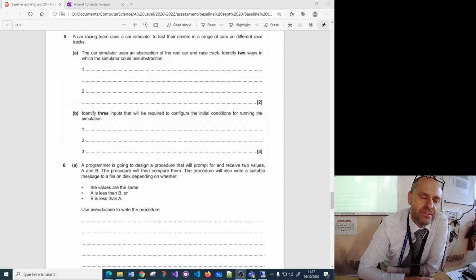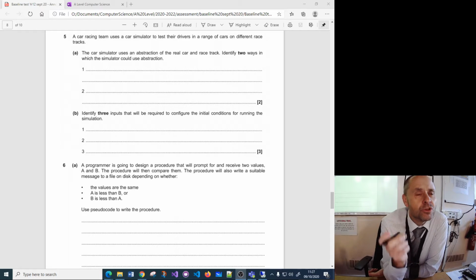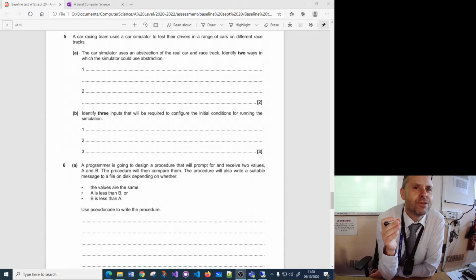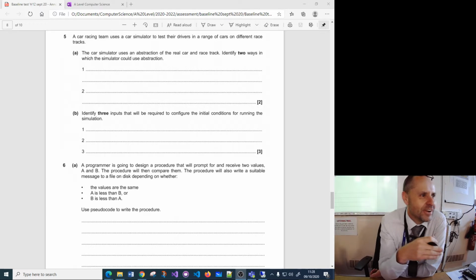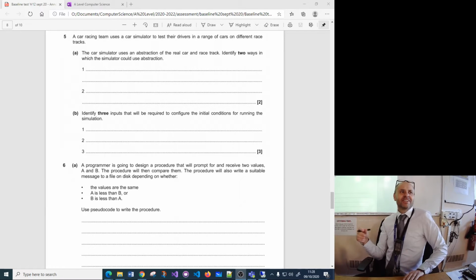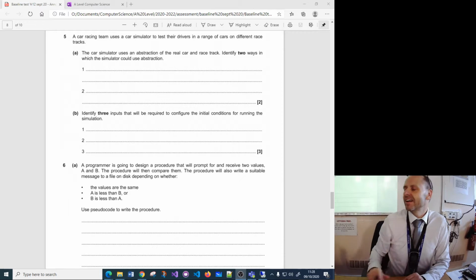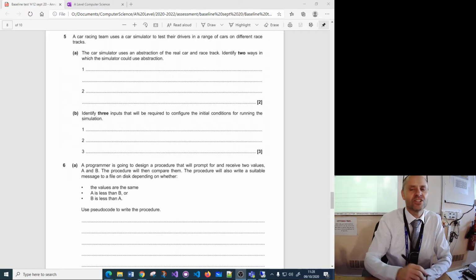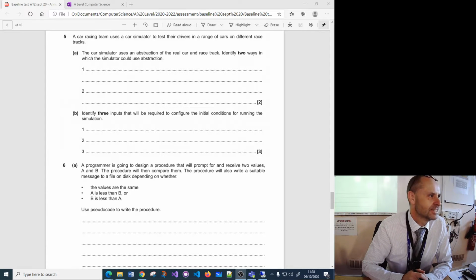The next bit, some people got this, some people saw the word input and then didn't read any further. So if you read as far as identify 3 inputs and then went, excellent, 3 inputs to a racing simulator: steering, gearbox, clutch, accelerator. No, that's not what it asked, because if you carry on reading, it said, required to configure the initial conditions. So setting it up.